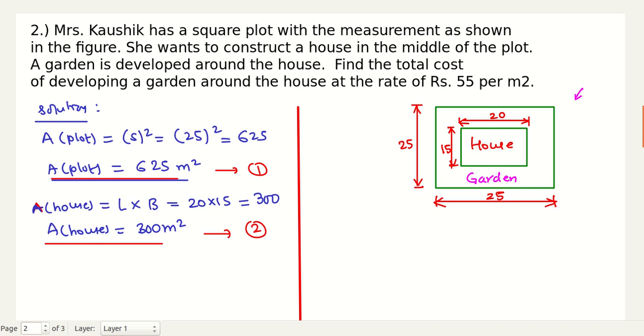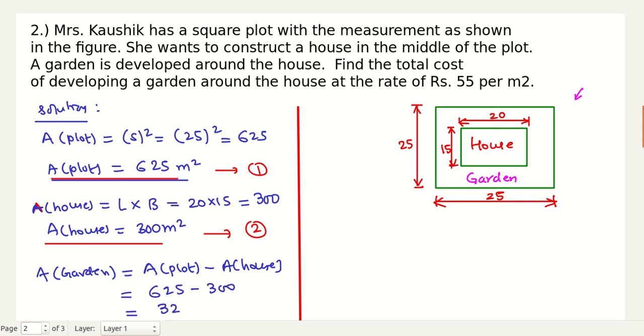Therefore now, area of garden, we know that it is area of plot minus area of house. Okay, we know the respective areas, substituting them, that is 625 minus 300 will give us how much? It will be 325 meters square. Therefore the area of the garden is 325 meters square.